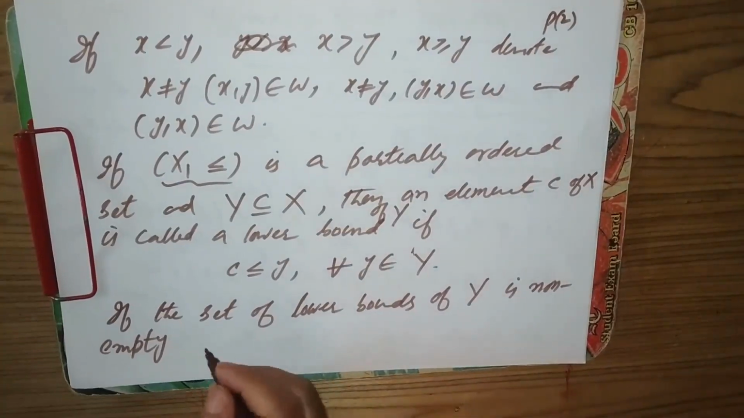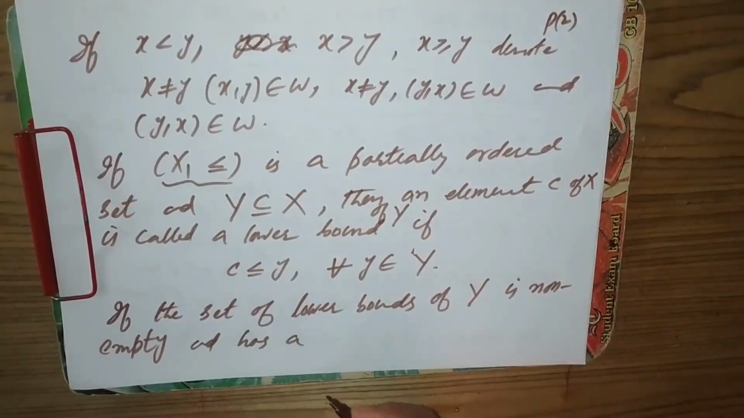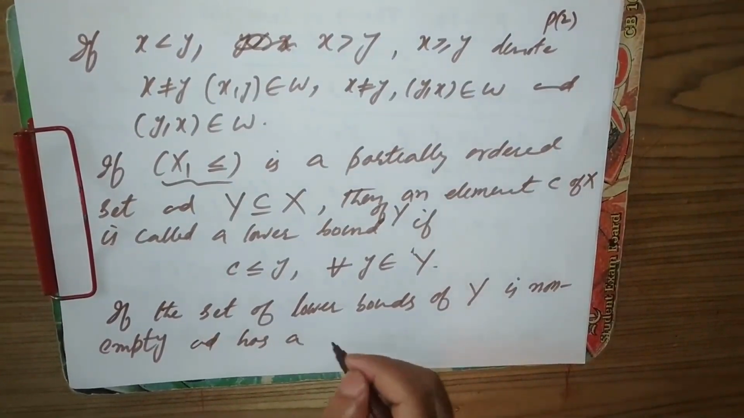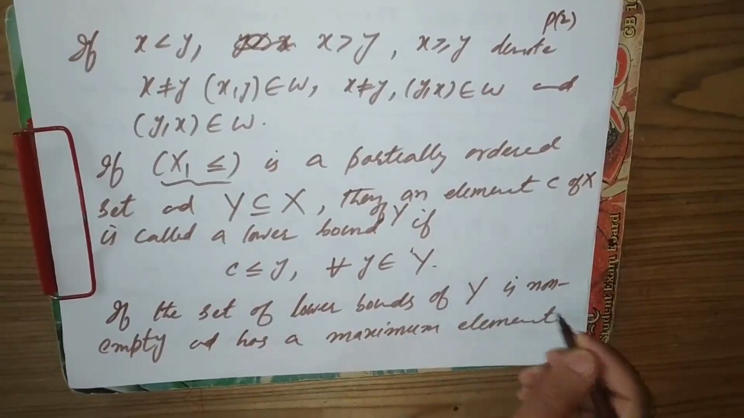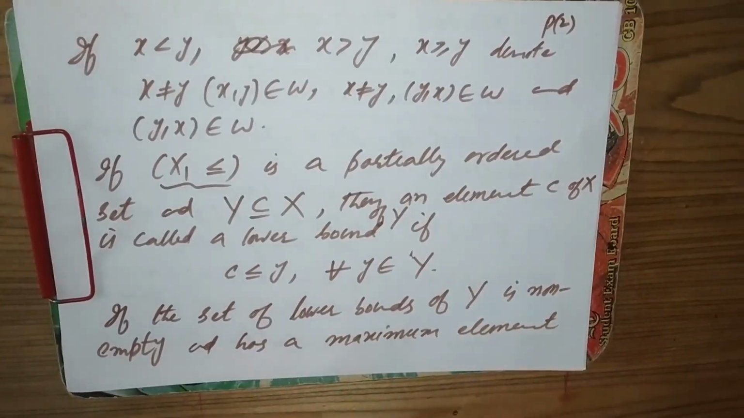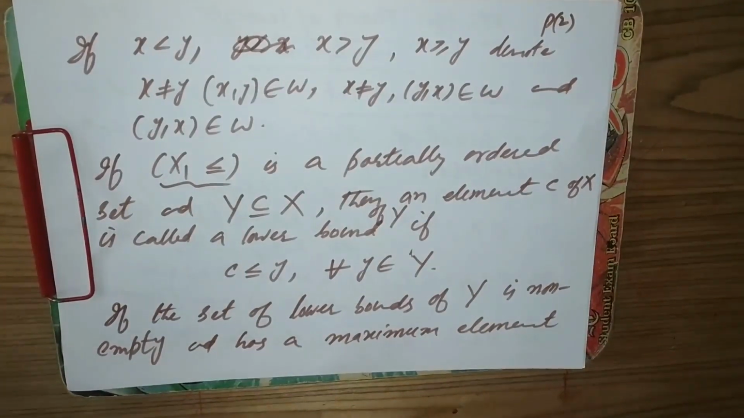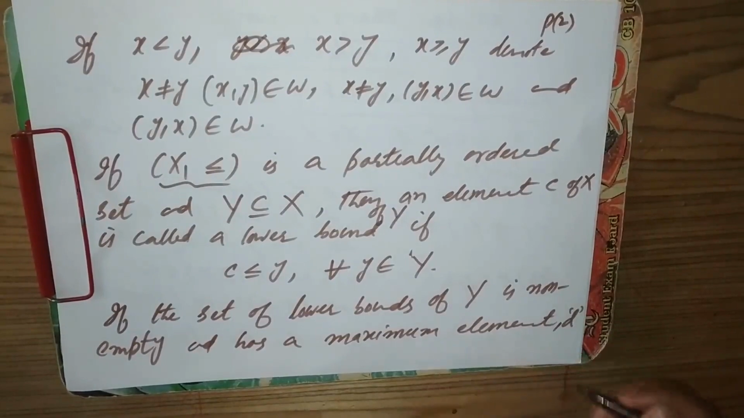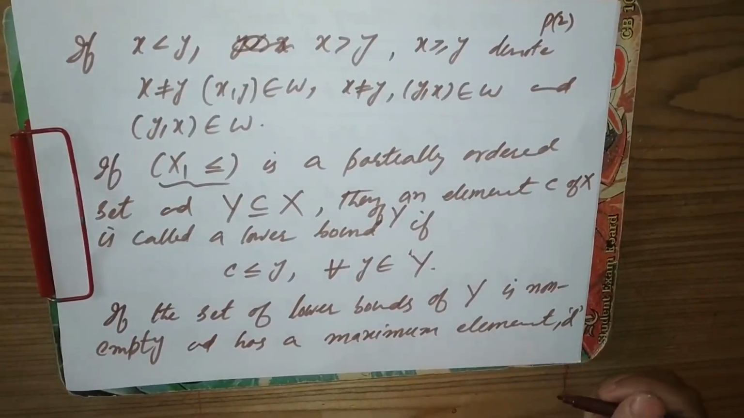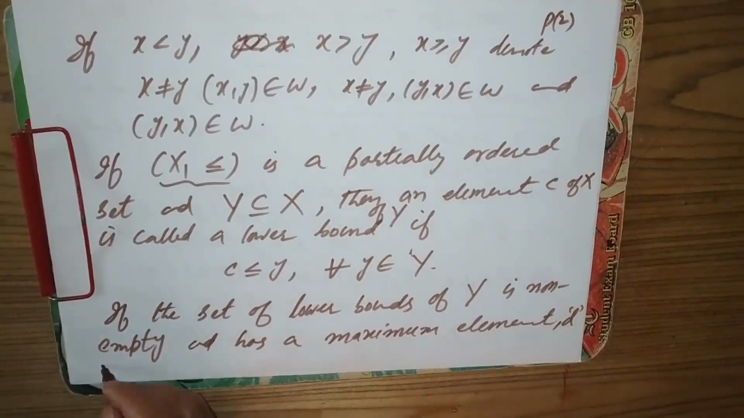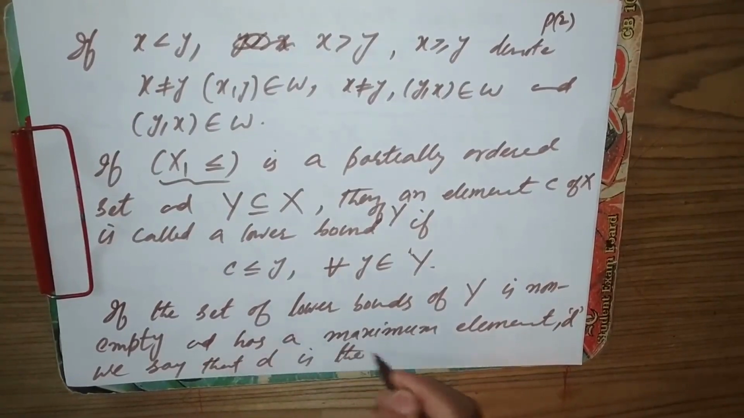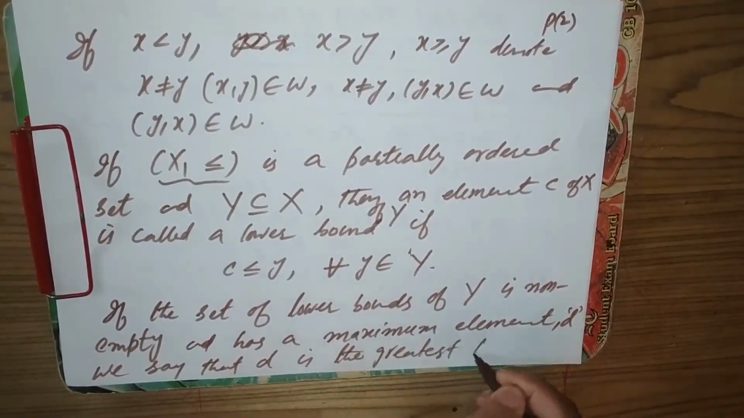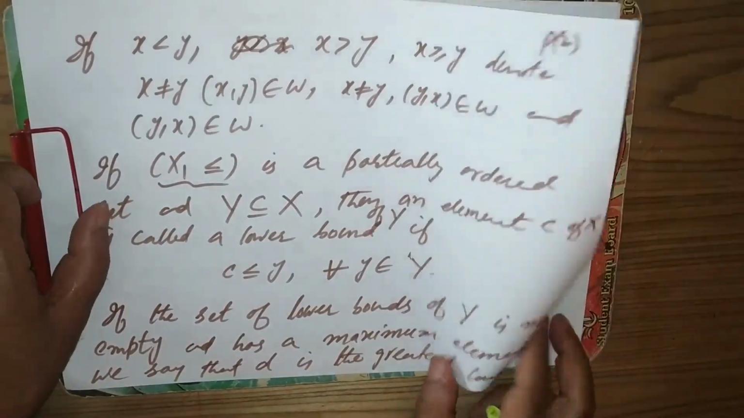So it is a set of the lower bounds, and this set of lower bounds has a maximum element. Let us denote that maximum element by D. We say that D is the greatest lower bound of Y, or the meet of Y.